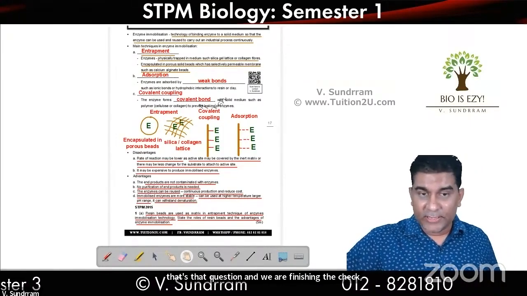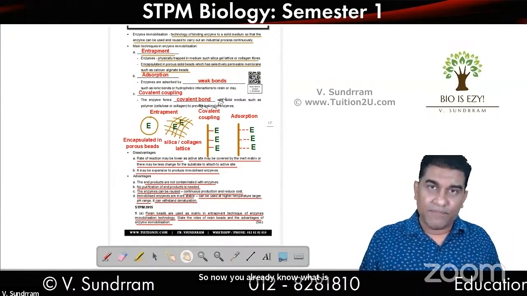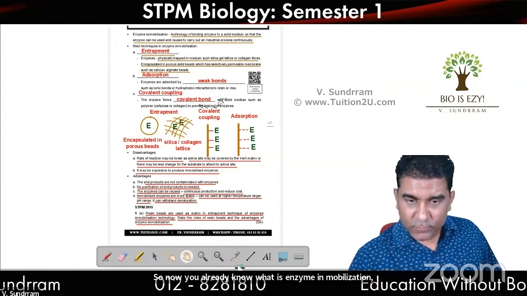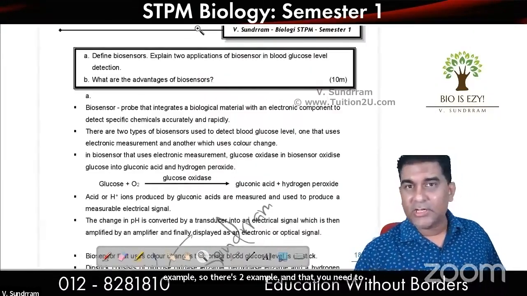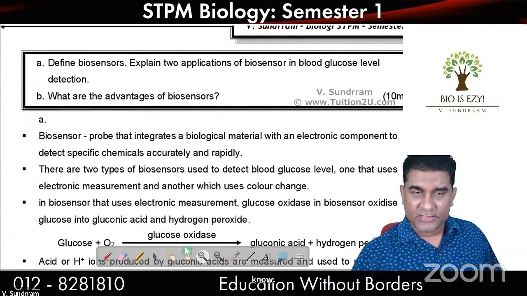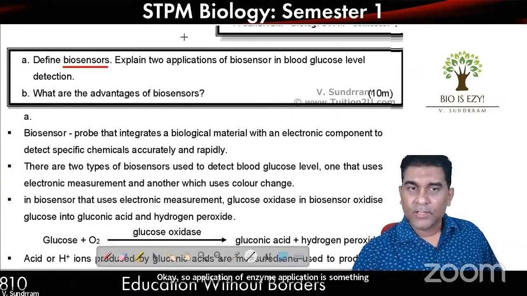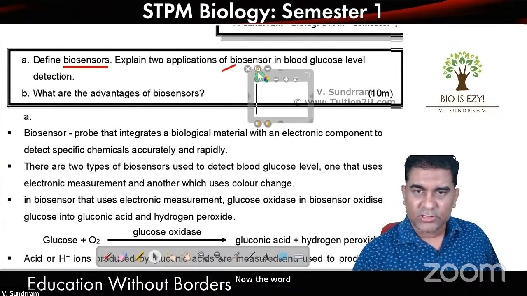So now you already know what enzyme immobilization is. Example. There are two examples that you need to know. An application of enzyme immobilization is something called a biosensor. Now the word bio basically means biological material.